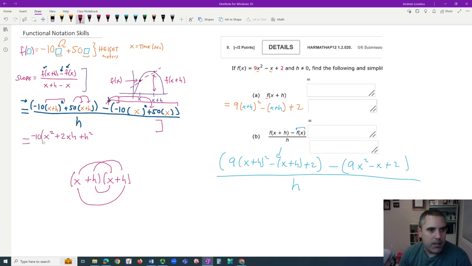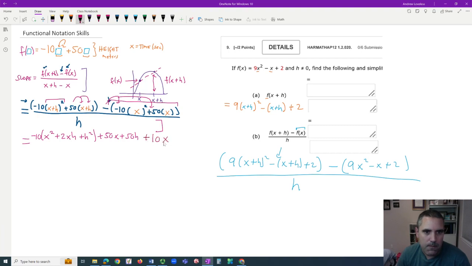So then we have a negative 10 times that. And we have a 50x. And like I said, some students just say this is too much for them. But I think you can do it. You're not going to have to do it a ton this term, but it is the foundations that we build off of. And then we learn some shortcuts. So we're going to distribute the negative.